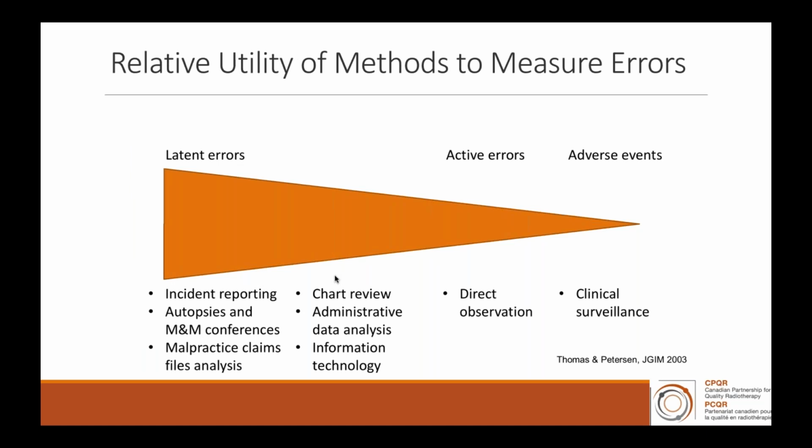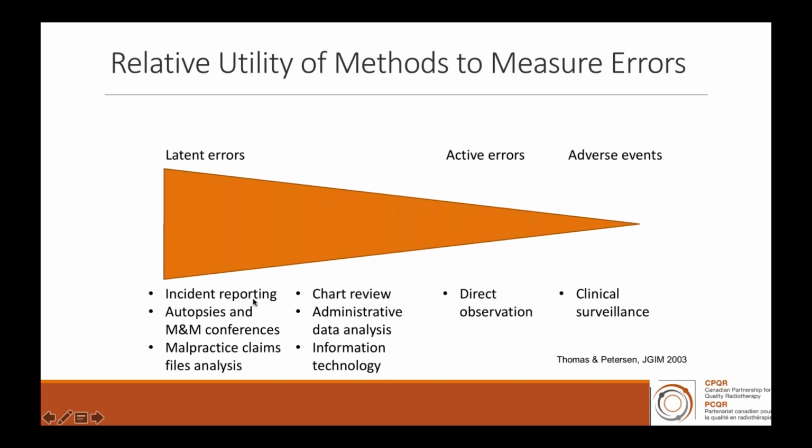The problem with incident reporting is that there's not one method that is good for everything. And here's a graphic that I've reproduced from this publication, Thomas and Peterson, back in 2003. Essentially, the graph presents the spectrum of incidents, be it from latent errors that can be revealed better with the methodologies below, to active errors that can be resolved by, again, direct observation and actual adverse events.